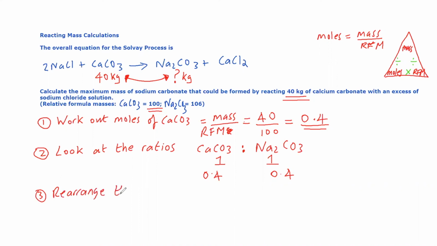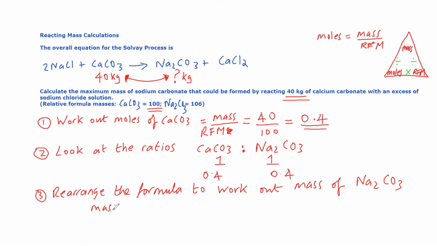And then you rearrange your mole equation. You can use your triangle if you want to work out the mass. And the mass of what? This is really important. It's the mass, this time, of Na2CO3, and they give you the relative formula mass of it as well. So let's rearrange the equation, and using the triangle, mass equals moles times relative formula mass.